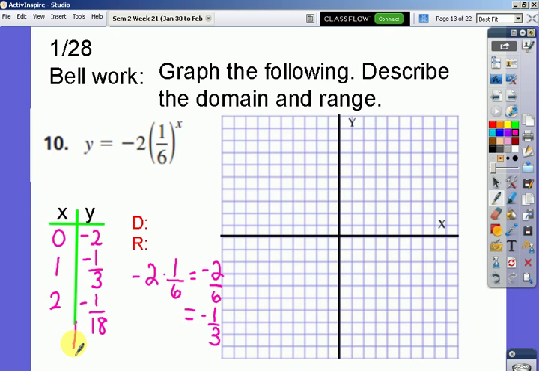Let's go backwards. Maybe we'll have some better numbers. So if we look at -1, what do we get when I plug in -1? So what I'm doing is I'm taking -2, again, write it out, divided by 1/6. What happens when I divide a fraction? Flips. So what that is, -2 times 6, which is what?